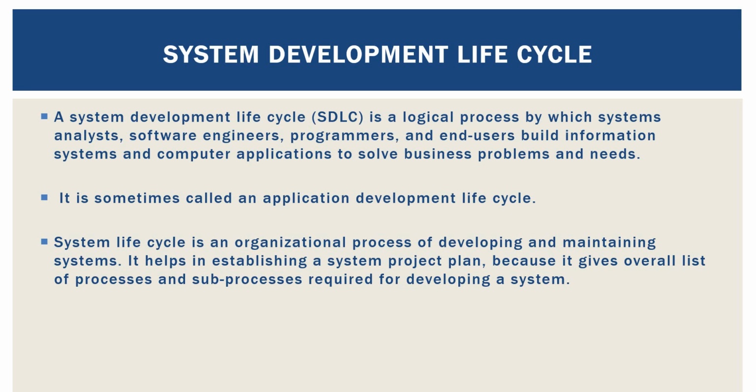So it's also used for what? For developing and also maintaining systems. It also helps in establishing a system project plan, because it gives an overall list of processes and sub-processes required for developing a system. Like I mentioned in the previous slide, for each and every activity, we need to understand what activities are involved and what steps are involved. We also need to understand which activities are going to be allocated to whom, and how much time and resources are going to be allocated to those activities. All that information becomes part of project planning.